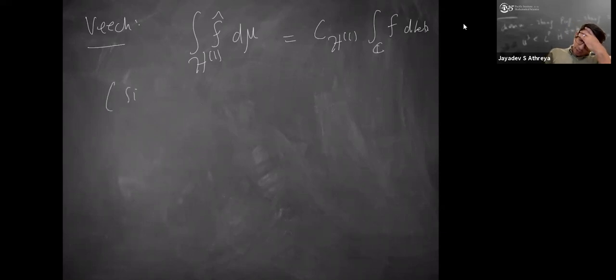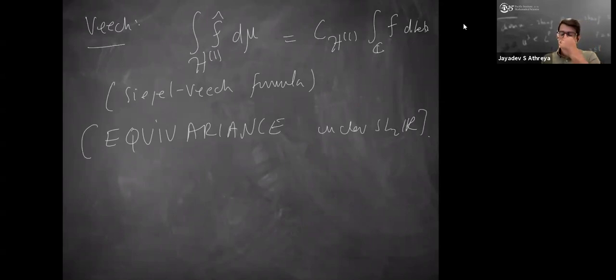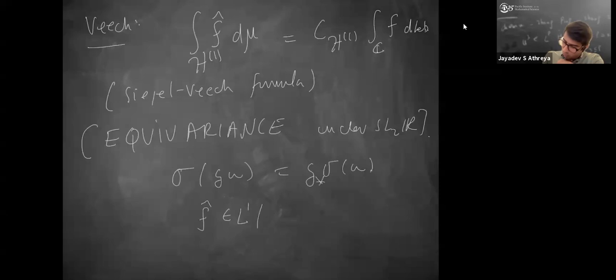And this is called the Siegel-Veech formula for kind of obvious reasons. It's an analog of Siegel's formula. And again, as Dima points out, the key point here is there's an equivariance under SL2R. In other words, sigma of g omega is g sigma of omega, or g star sigma of omega. And that's the crucial relationship here. Once you prove this, which essentially follows from the definition, the hard part is proving that f hat is actually in L1 of mu.